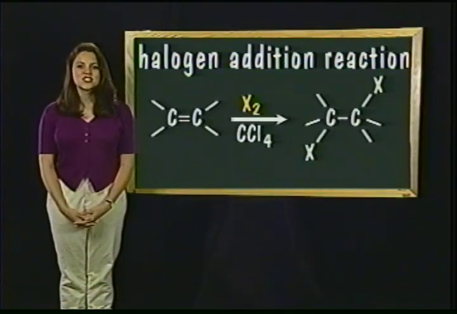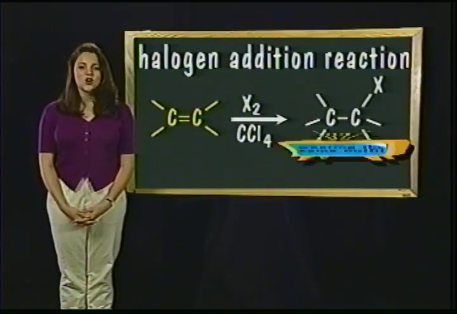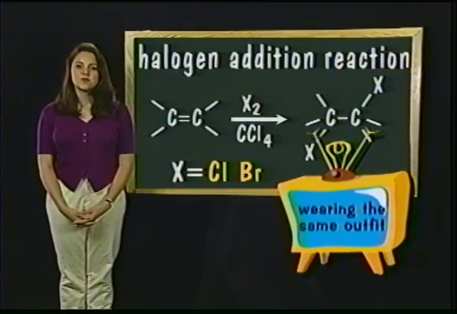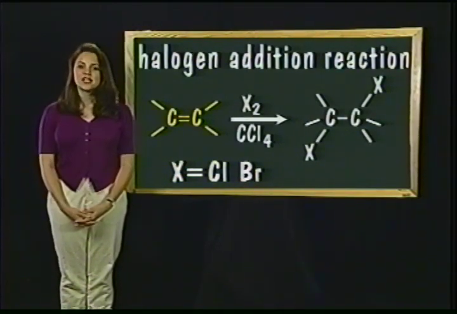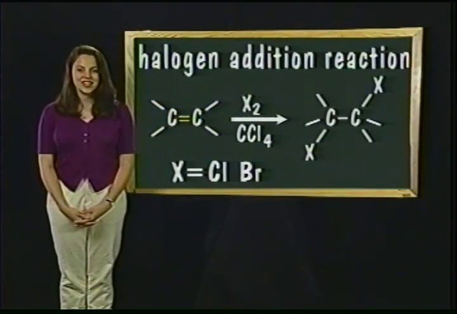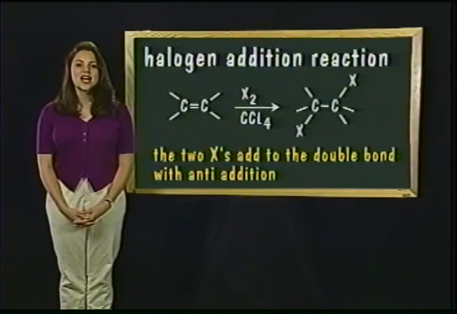A halogen, X2, is added to an alkene. For our purposes, X will be chlorine and bromine, and the alkene is represented by this purposefully vague drawing of two carbons attached by a double bond. When X2 is added to an alkene, one of the X's ends up on one carbon of the double bond, and the other X ends up on the other carbon. The two X's add to the double bond with anti-addition.